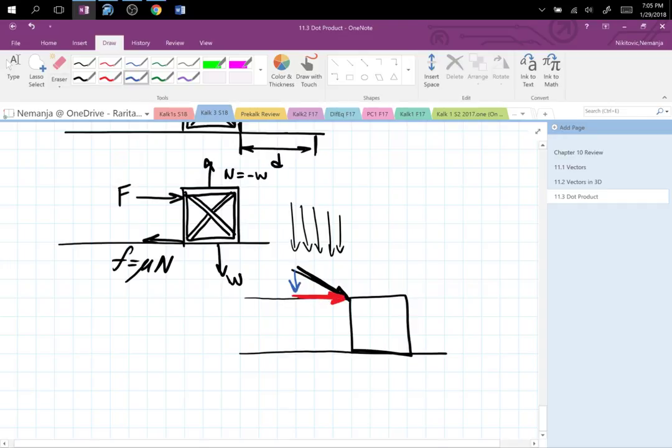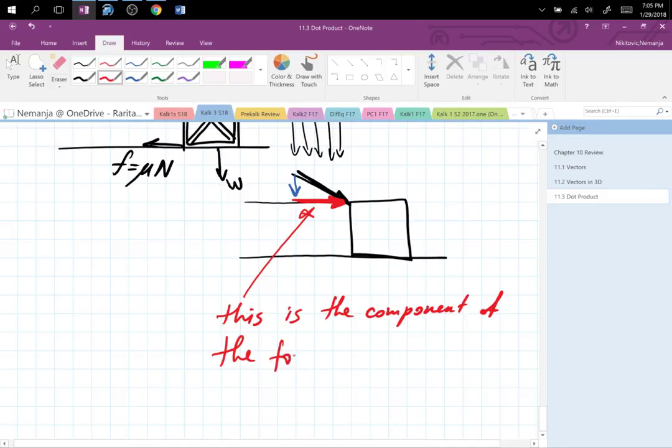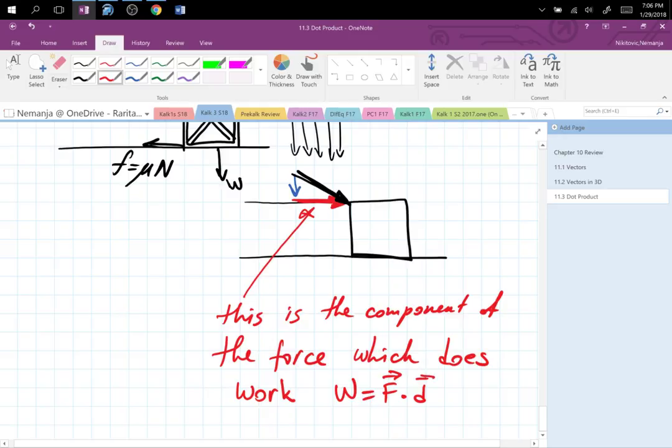Careful. Okay, so this vector would be... So, guys, the red arrow would be again the projection of the force. So I'm just going to point like this, and I say this is the component of the force which does work, right? In the sense that work is force times the distance that you have to cover, right?